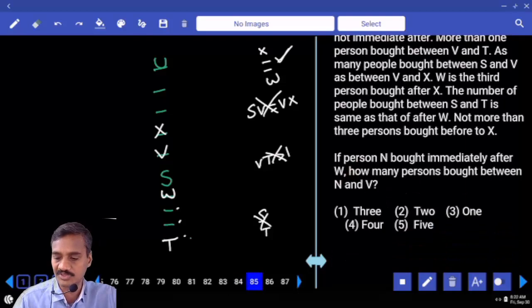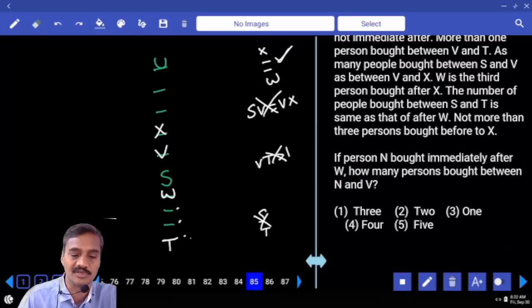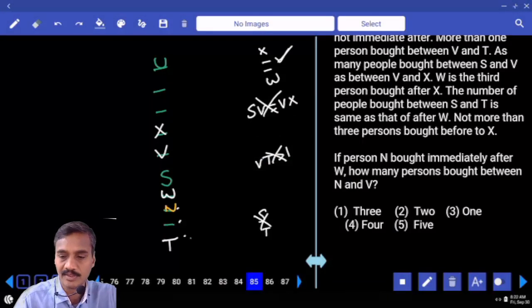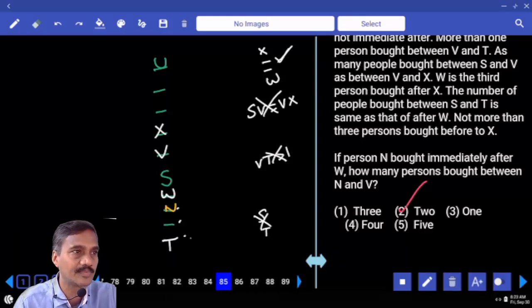And if a person N bought immediately after W, hence N must be here. Then how many persons bought between N and V? Now in between N and V, there are only 2 people, choice 2, question number 85.